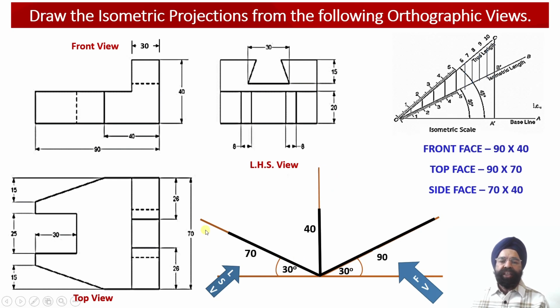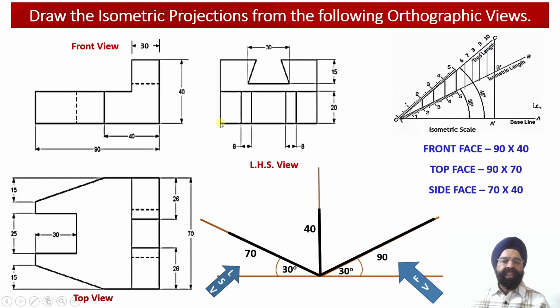So far as the top view projection is concerned, we know that the length of the object will be 90 millimeter and the width of the object will be 70 millimeter. This is the x-axis which is going to depict the width of this object. This is the z-axis which is going to depict the length of the object. Therefore, alongside this XZ plane, we are going to obtain the projections corresponding to the top view of this particular engineering object.